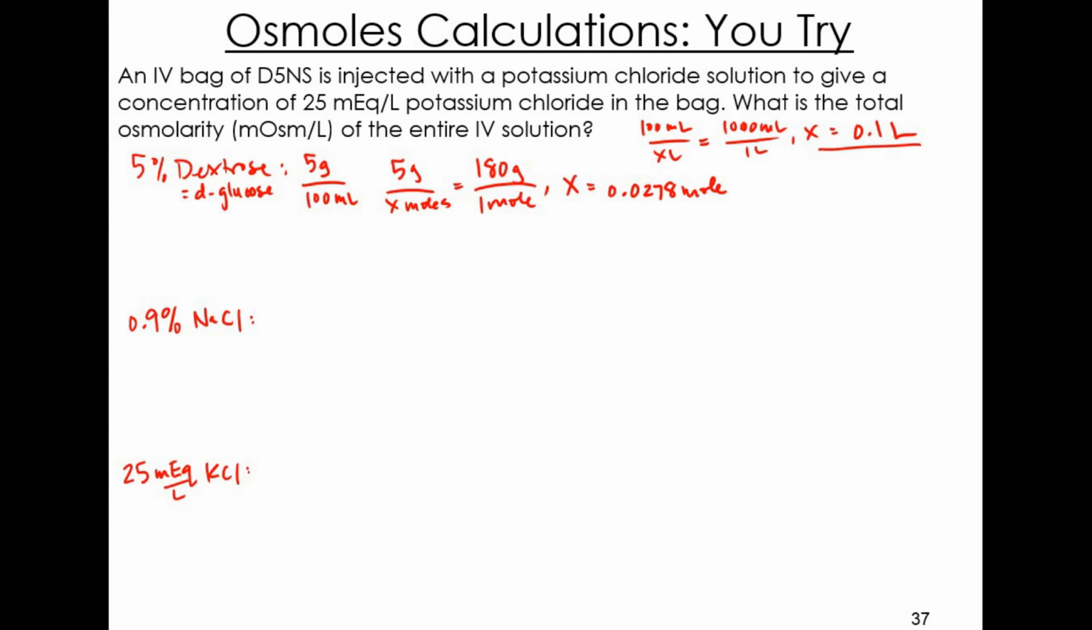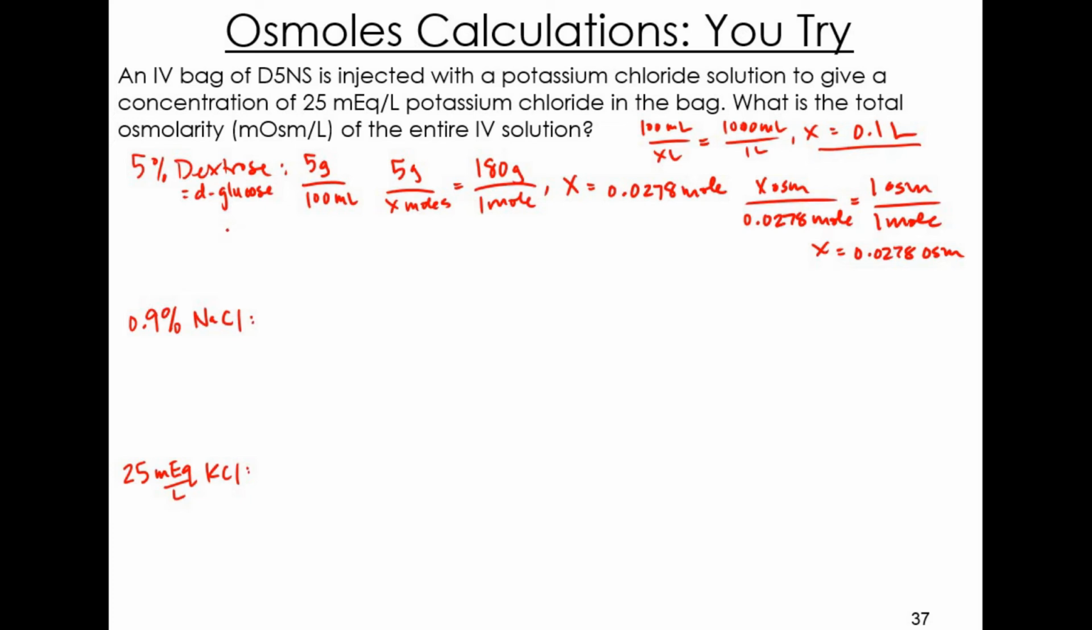All right, next step then is to go from moles to osmoles. So how many osmoles are 0.0278 moles if dextrose has how many osmoles per mole? Well, dextrose is a covalent compound, so when you dissolve it in solution, it doesn't break up into ions like a salt would. That means for every mole you dissolve, you get 1 mole of particles. And so this value is just going to stay the same. We have 0.0278 osmoles of dextrose.